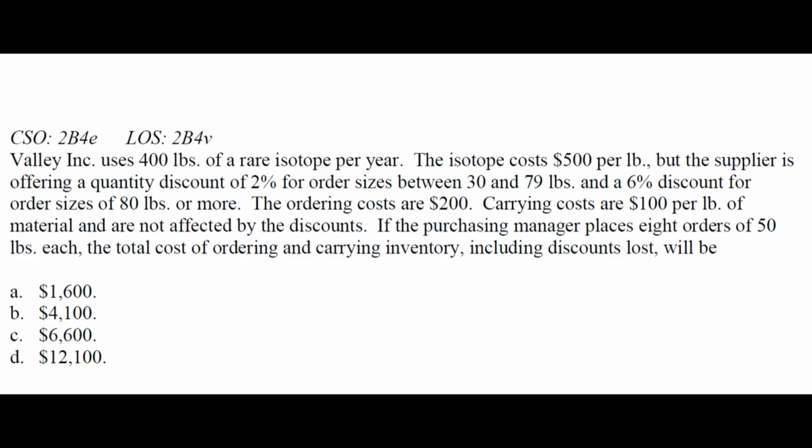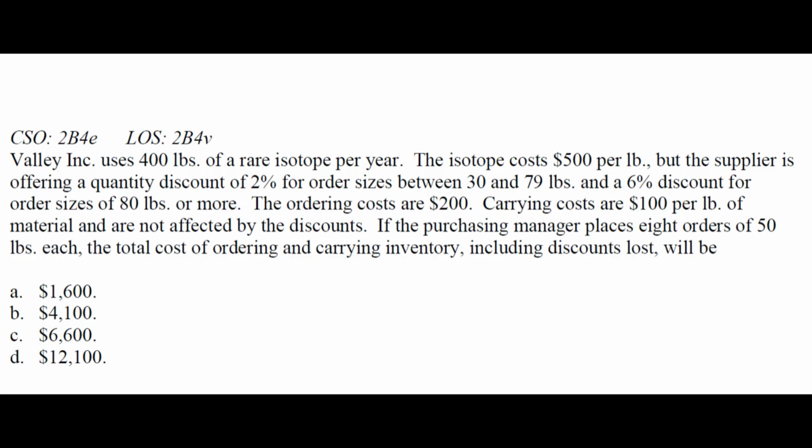Discount lost: the company purchases £400 at $500 each, totaling $200,000 annually. Foregoing an additional 4% discount costs $8,000. Adding these components gives a total annual cost of approximately $12,100.